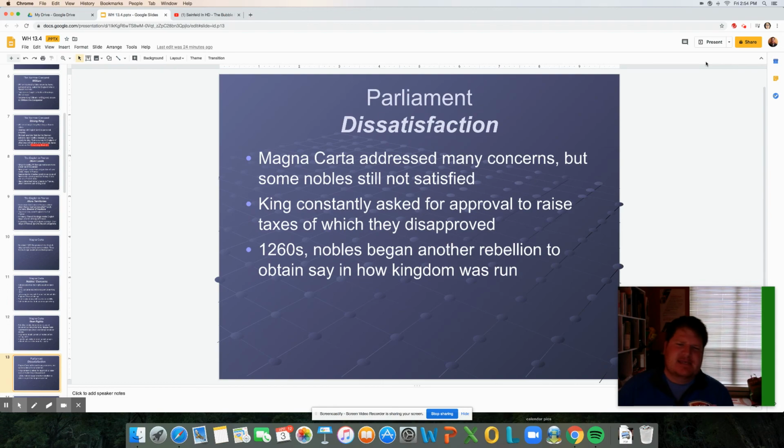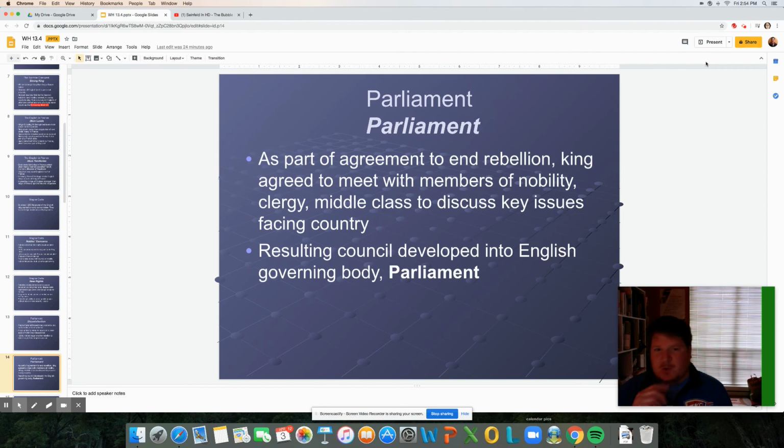We see by 1260, nobles began another rebellion to obtain a say in how the kingdom was run, which would ultimately become the Parliament. Parliament, as you may know, was formed in England and is still there today. A lot of our legislation has certain aspects of Parliament. It's not exactly like, if you've ever watched a Parliament meeting versus our federal legislators, or congressmen and women meeting.